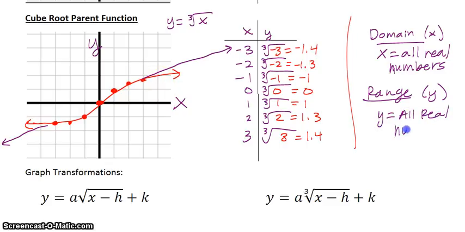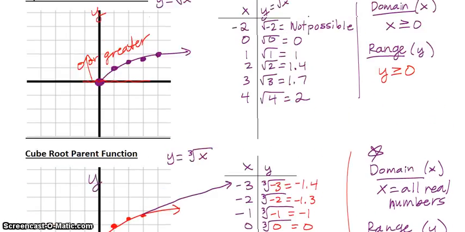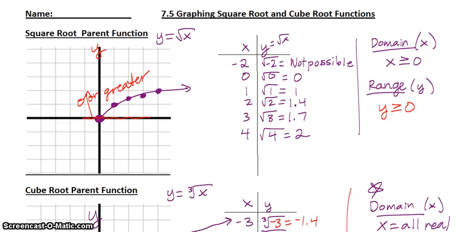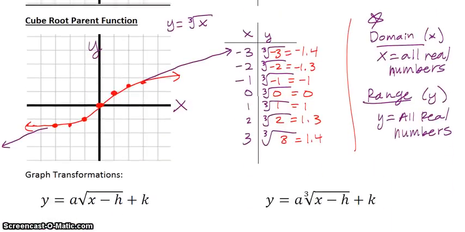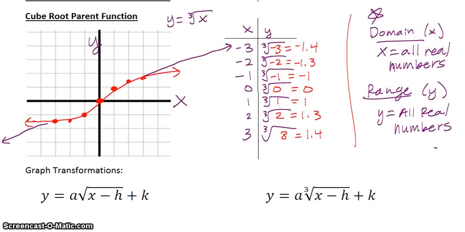Now let me give you a little hint. For the cube root graph, because it's always going to be this shape, the domain and range for any cube root graph is going to be the same: all real numbers, all real numbers. That does not apply to the square root graph. The square root graph is going to change depending on where it moves, but the cube root graph, the domain and range will always be all real numbers.